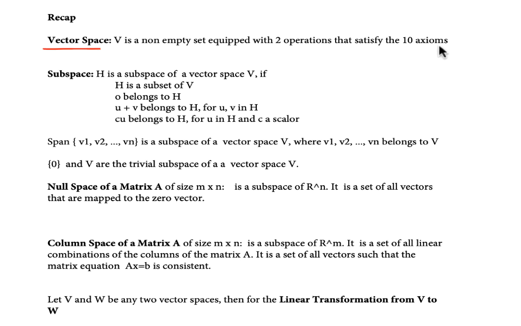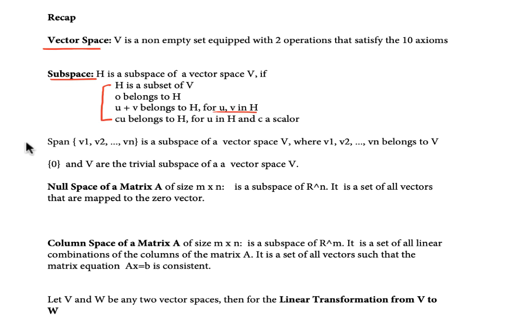Now, the next part, which is more important, is also the subspace. We say a subset H of a vector space V is a subspace if the zero vector belongs to H. If I take two elements from H, their addition also belongs to H, which means H is closed under addition. And if I take a scalar multiple of an element of H, and it once again belongs to H, then H is closed under scalar multiplication. So all these properties make H a subspace of a vector space V.